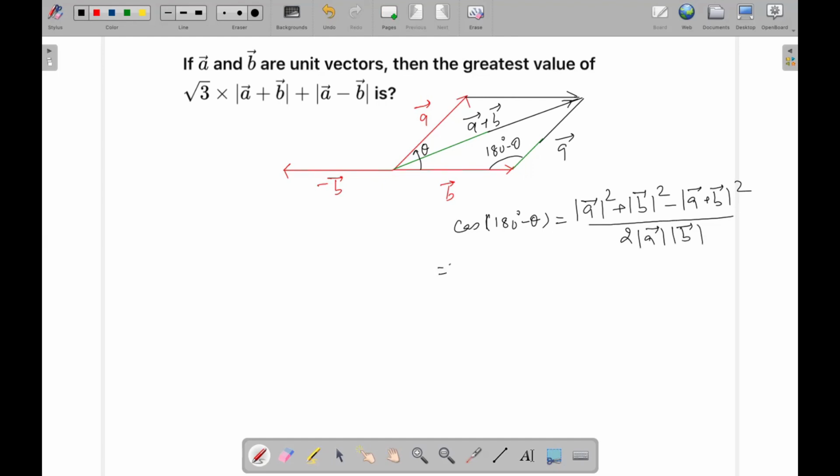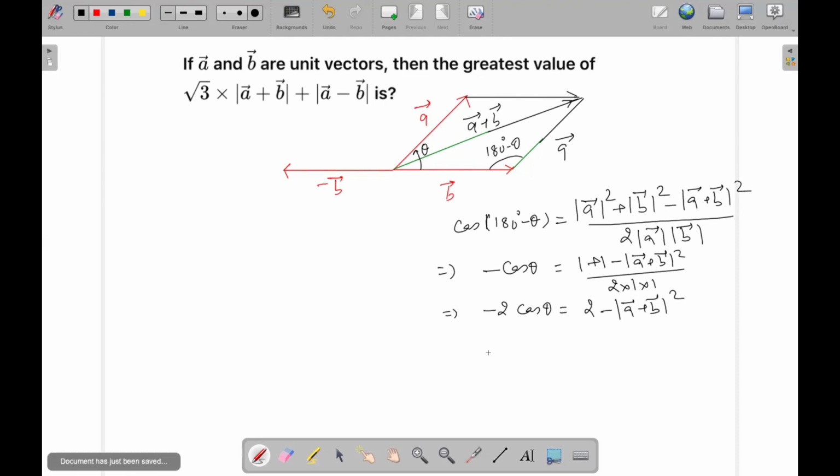Cos of 180 degrees minus theta will be minus cos theta, and magnitude of A squared plus B squared, actually 1 plus 1, minus magnitude of A plus B whole squared, and this is upon 2 times 1 into 1, because these are unit vectors. So now I can just cross multiply and get minus 2 cos theta equals 2 minus magnitude of A plus B squared, or I could say that magnitude of A plus B squared is 2 plus 2 cos theta.